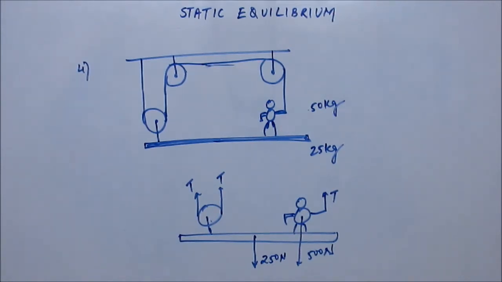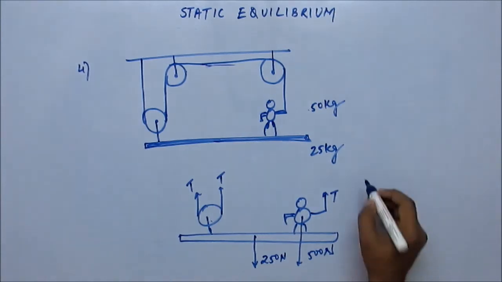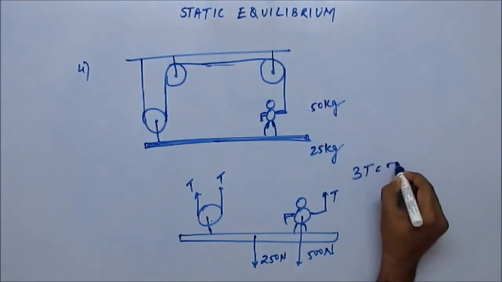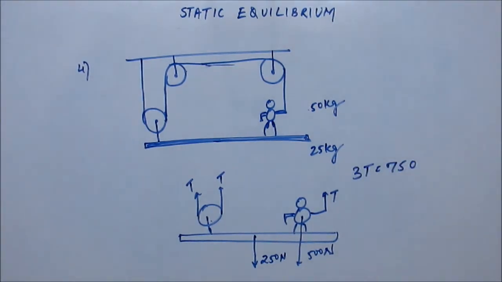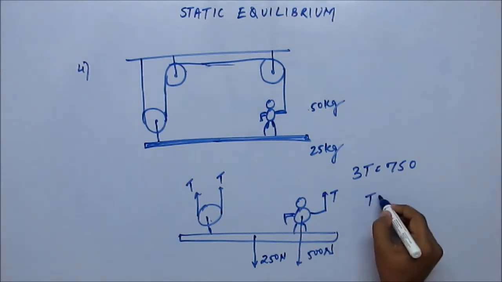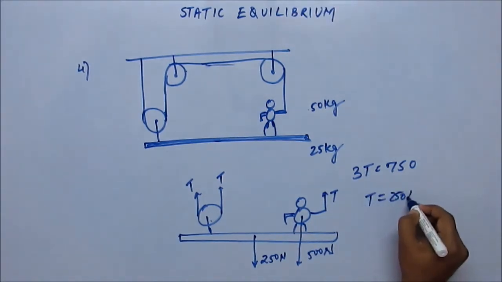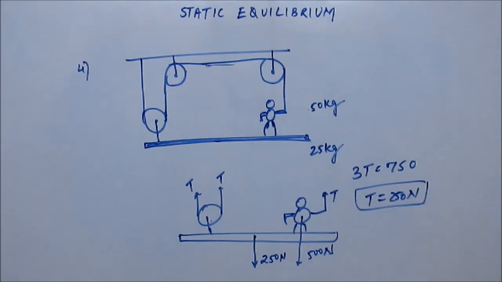Now from the FBD you can see very easily that for the vertical equilibrium, 3T should be equal to 750. From here you can see that T should be equal to 250 Newton. This much of tension should be there in the rope, and this much of force the man should be applying on the rope, because the tension is equal to the applied force. We have seen that before. So the man should apply a force of 250 Newton at the rope for the system to be stationary.